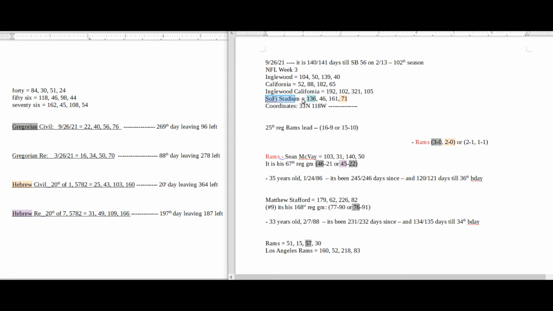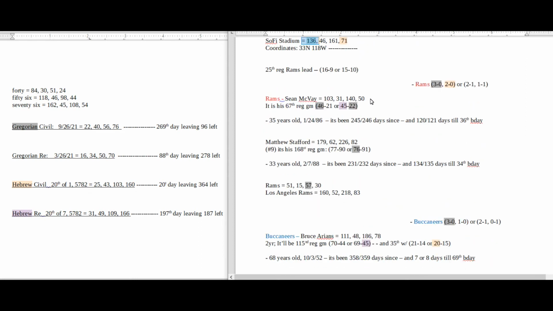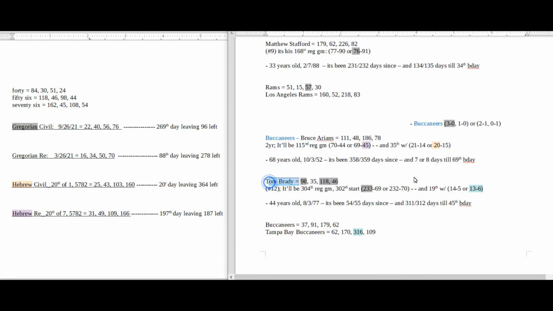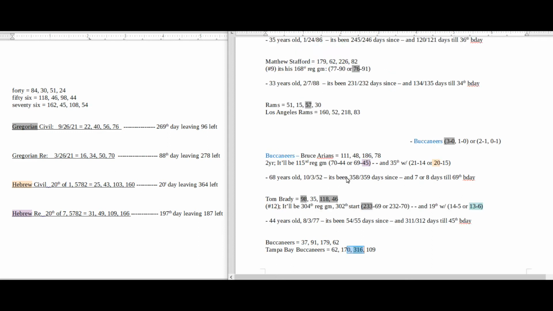SoFi Stadium sums to 136 as well. Tom Brady could become 13-6 for a record as a Buccaneer in the regular season. And the words Tampa Bay Buccaneers sum to 316, which is basically just an anagram of 136. So if Tom Brady and the Buccaneers lose this game, it could be because they want Tom Brady to be 13-6 on the Tampa Bay Buccaneers 316. That would be the potential.